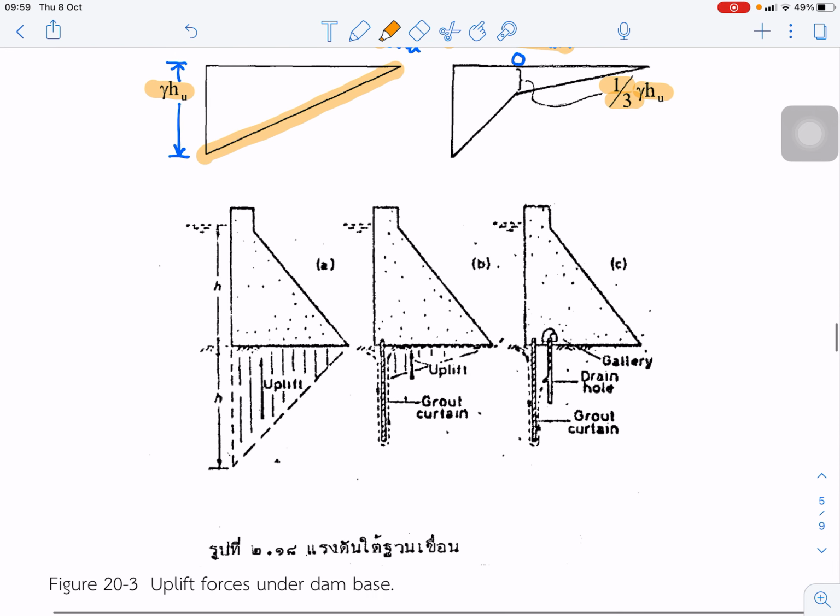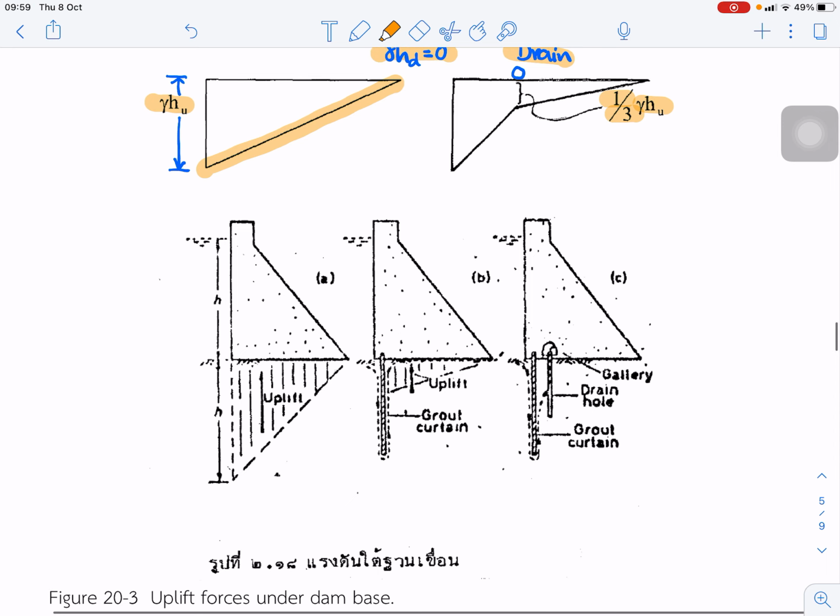And this shows how to reduce the uplift pressure. We can use the grout curtain to reduce the pressure distribution, and another way we use is the gallery. We can cut down the uplift pressure.